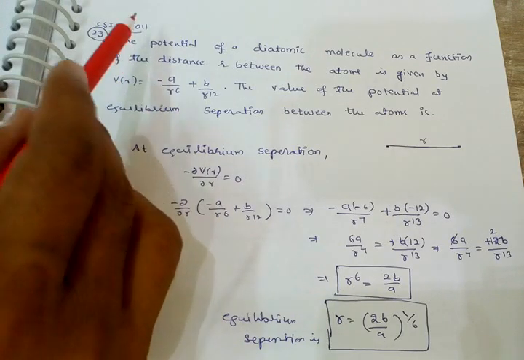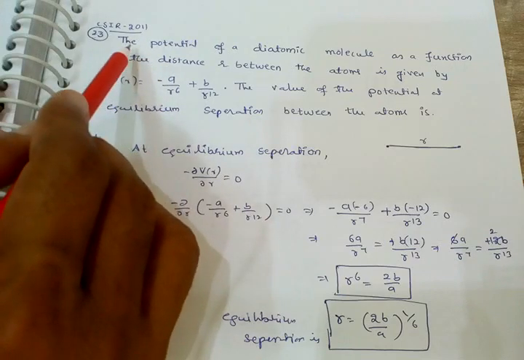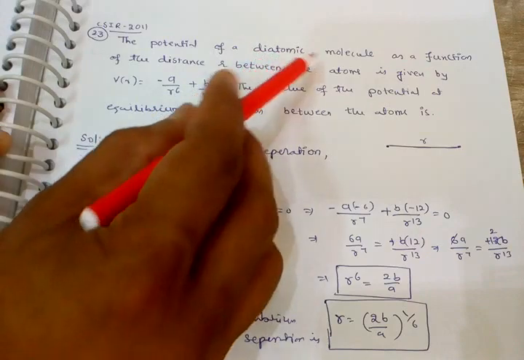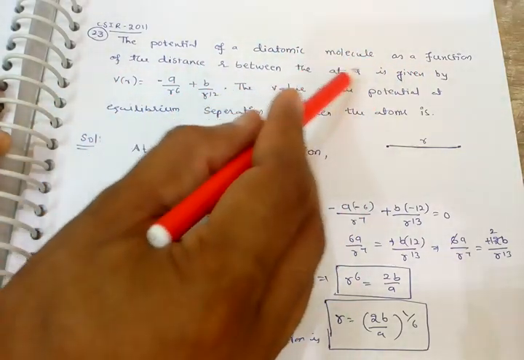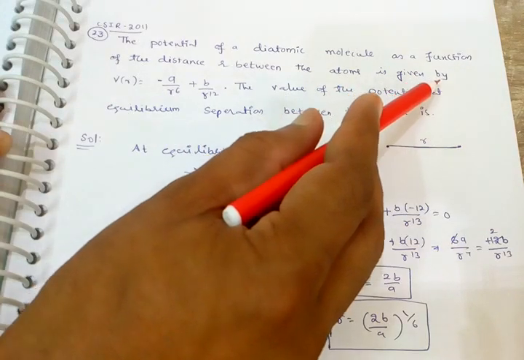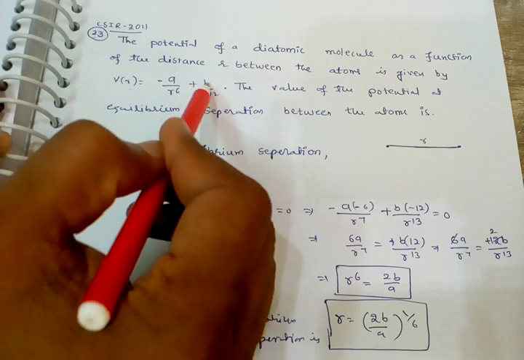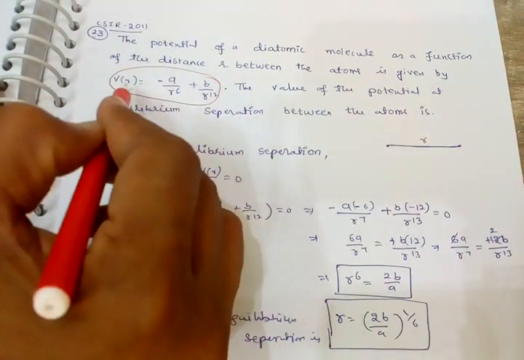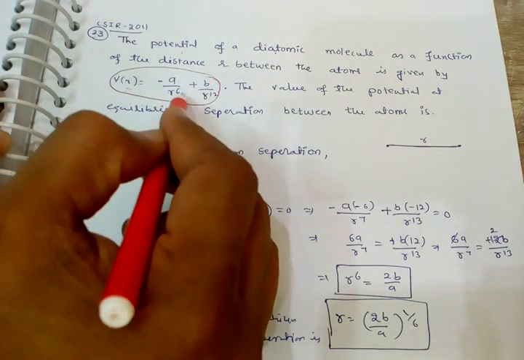So today I am explaining the 2011 CSIR physical science problem that comes under classical mechanics. The potential of a diatomic molecule as a function of the distance r between the atoms is given by V of r equal to minus a by r power 6 plus b by r power 12. This is the potential of a diatomic molecule as a function of r.